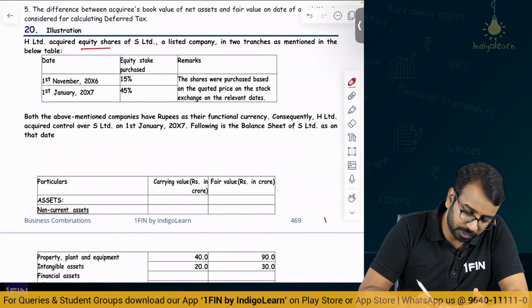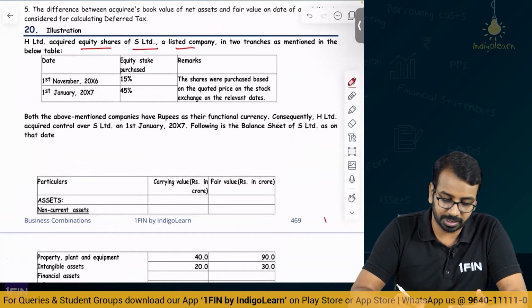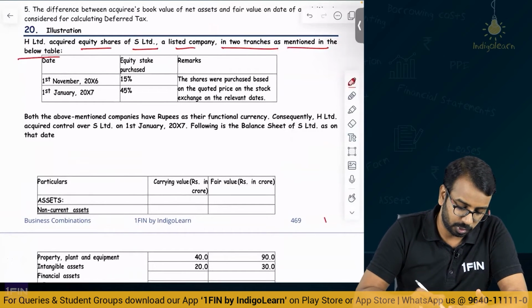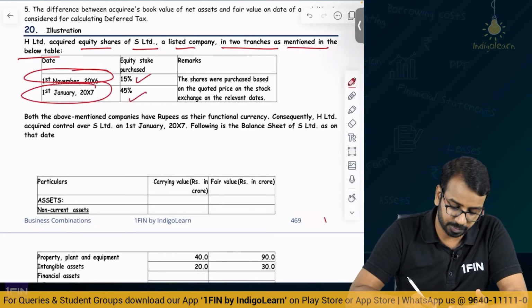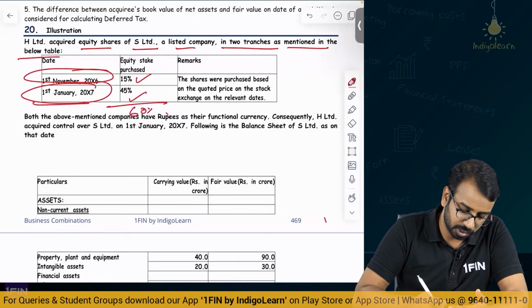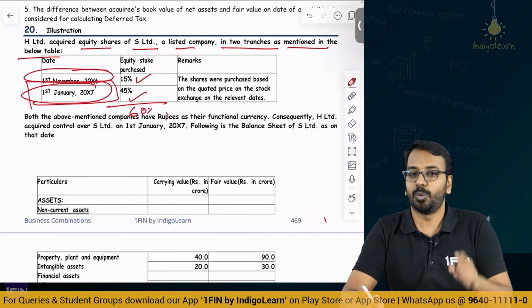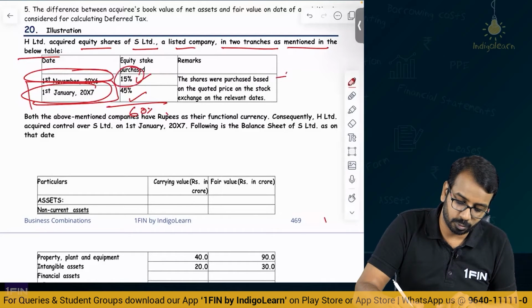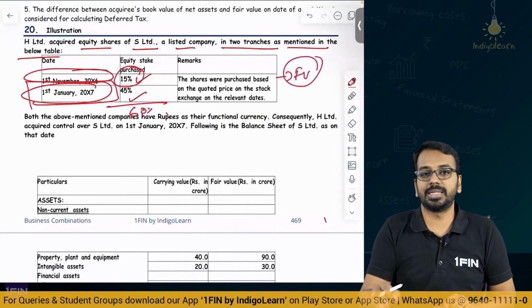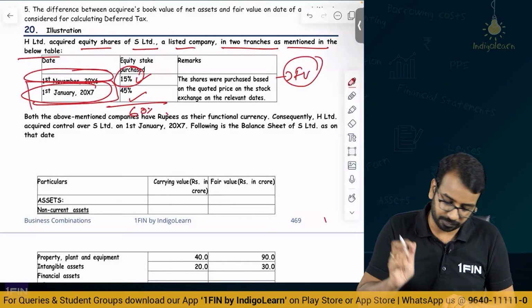H Limited acquired equity shares of S Limited, a listed company, in 2 tranches as mentioned in the below table. 1st of November, 1st of January, step acquisition. First 15%, then 45%. So this becomes 60%. On this date, control is established. Now the moment you say step acquisition, what should come to your mind? First, existing stake, I will do a fair value. Whatever is my existing stake, I will do a fair valuation of that. That is the first thing, right?